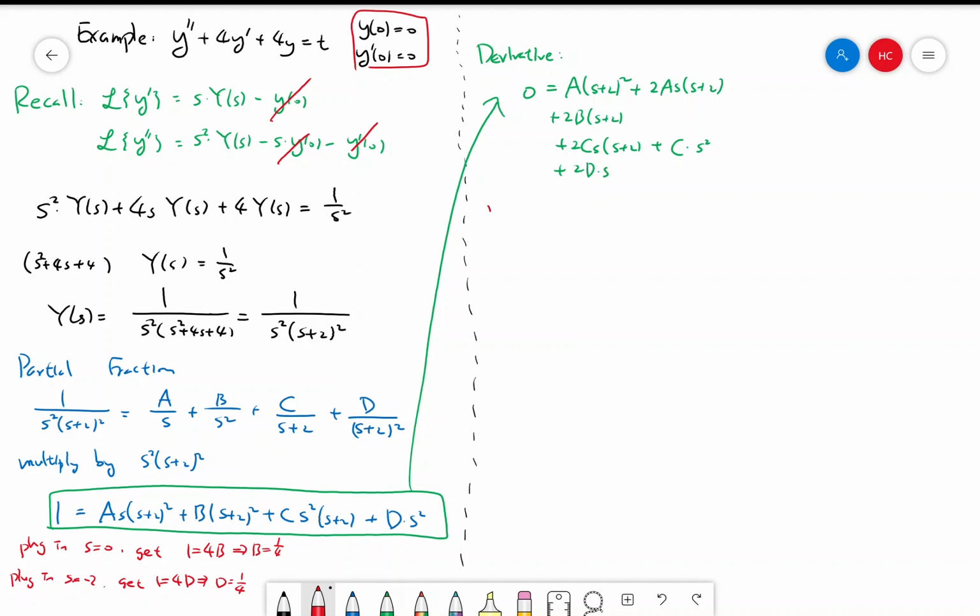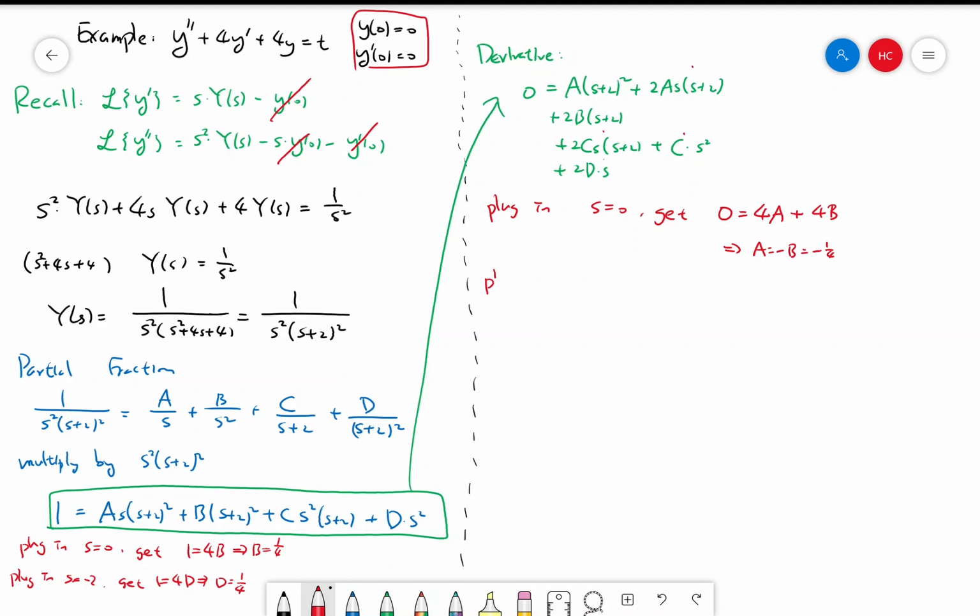So now we can plug in 0 and negative 2 again. If we plug in s equal to 0, you notice that a lot of terms went away. So we get 0 is equal to 4a plus 4b. And we already know what b is, so we can figure out what a is. That means a is equal to negative b, which is equal to negative 1/4.